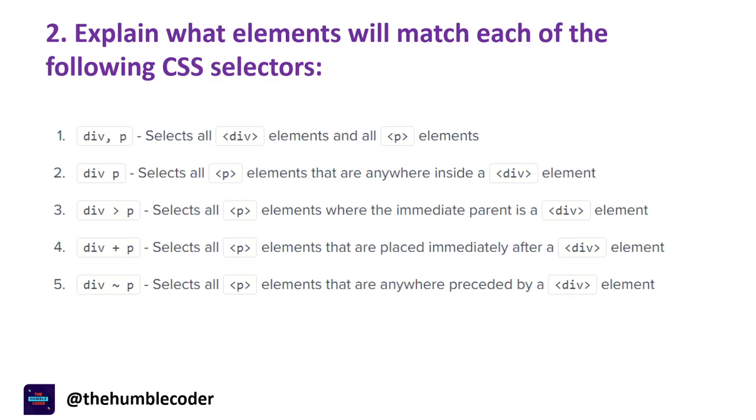Then the last one is div and this tilde sign p, which means that it will select all the p elements that are anywhere preceded by a div element. So I hope now you have got an understanding of these selectors. These are very helpful when you select a particular element in CSS.